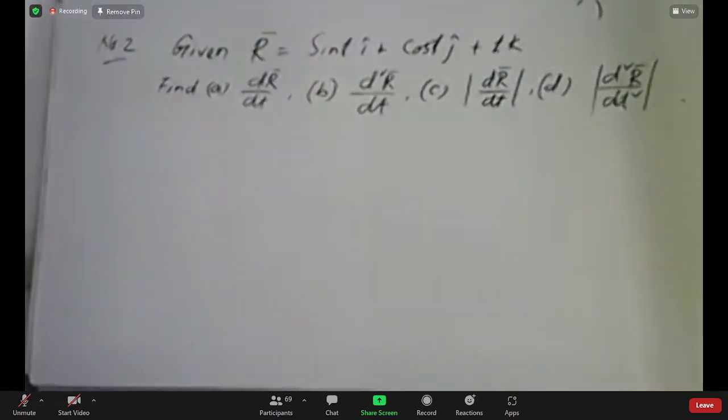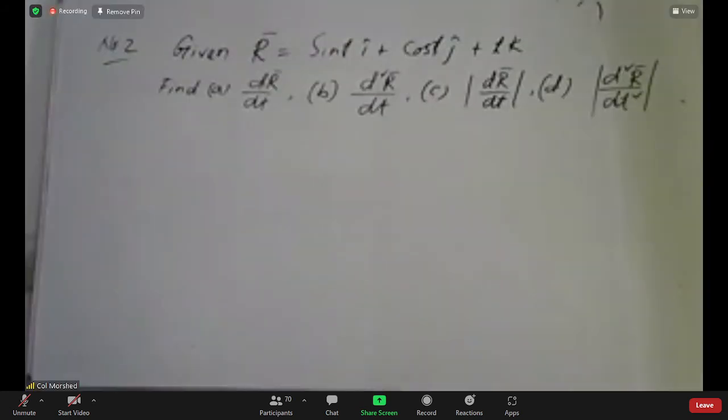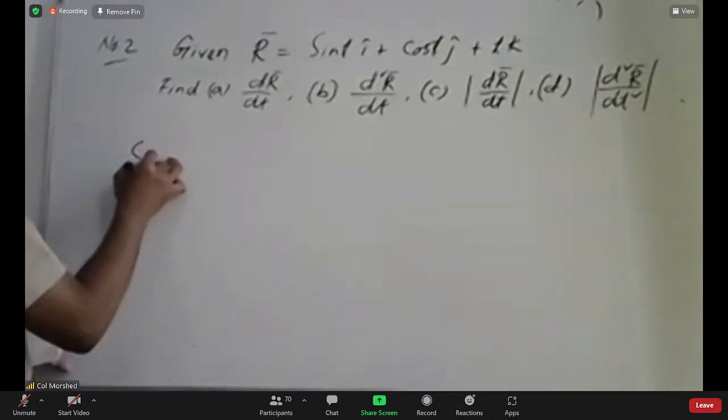Now these are the questions. We are given r is equal to sin t i plus cos t j plus t k. This is the vector. So we have to find the ordinary derivative of r, dr/dt, then d squared r/dt squared, then find the magnitude of both of these two. So how to solve? These are very simple and very easy.